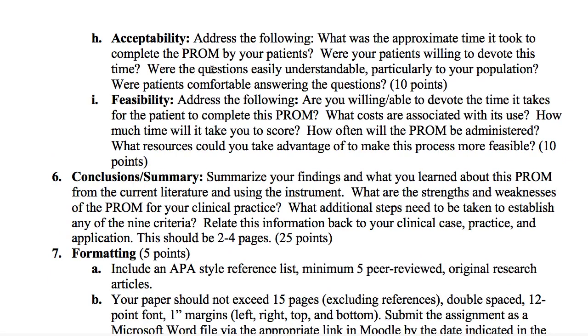Acceptability. How long did it take to do the PROM with your patients? Did your patients do it? Or did they care about it? Did they get bored with it? Were the questions understandable to your patients, especially for your population? Like if you're dealing with high school kids, maybe they didn't understand it. Were the patients comfortable with asking any questions? Why or why not? This is where you're going to have to pay attention while you're giving out the PROM over the weeks, and ask those questions to your patients, and keep a diary of this so you remember this down the road.